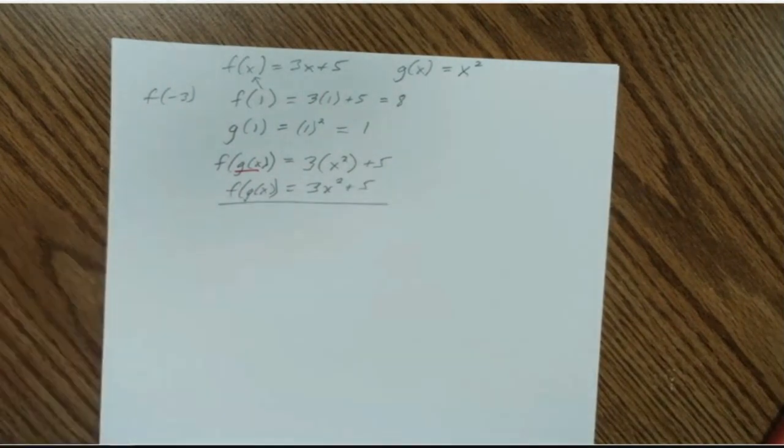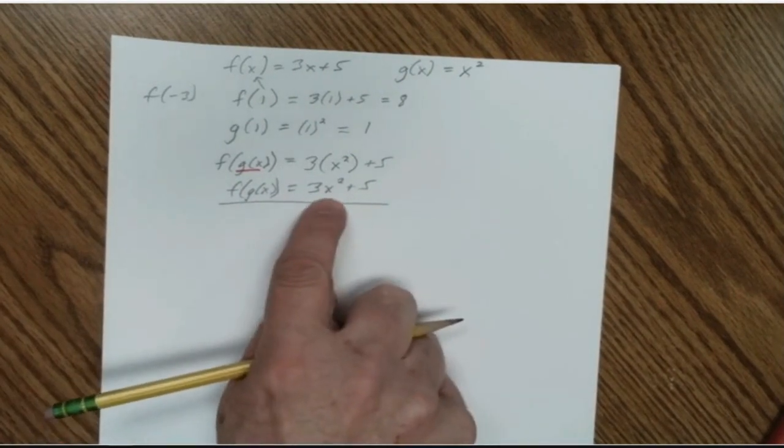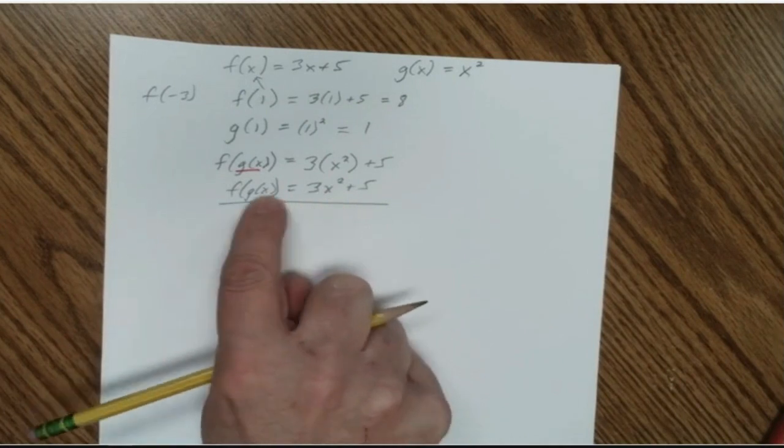That's it. That's the answer. We can't go any farther than that. These are not like terms. We can't combine them. We don't have a number to substitute in for x. All we have is substituting g of x.